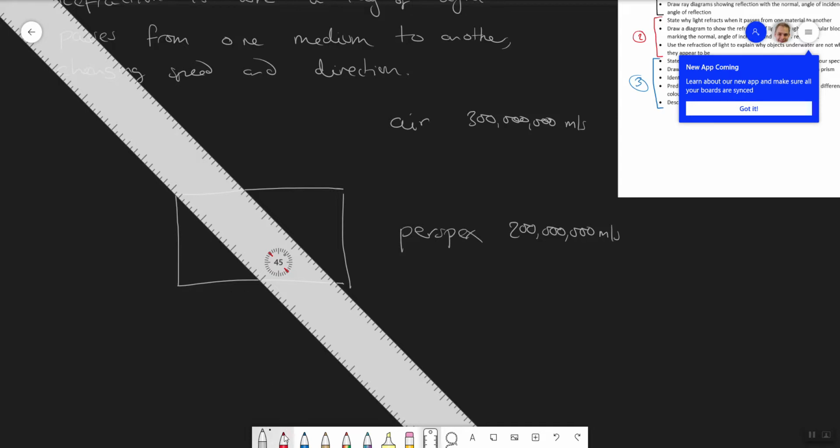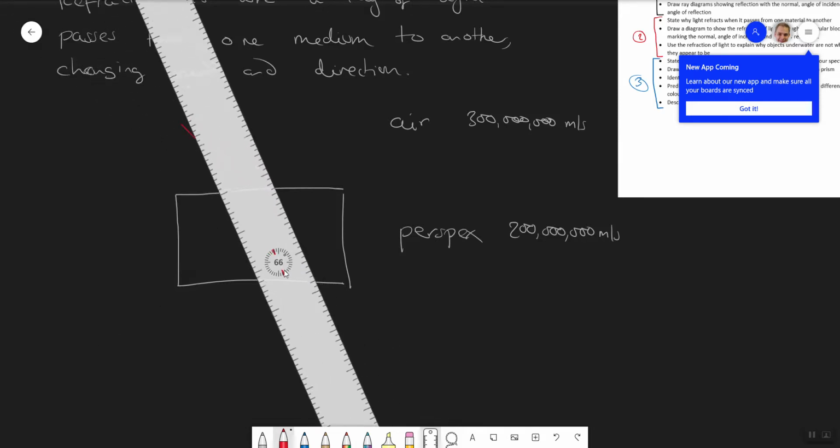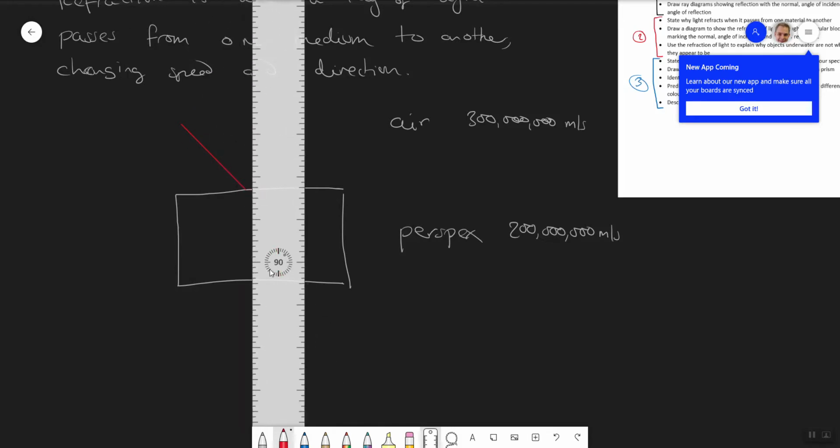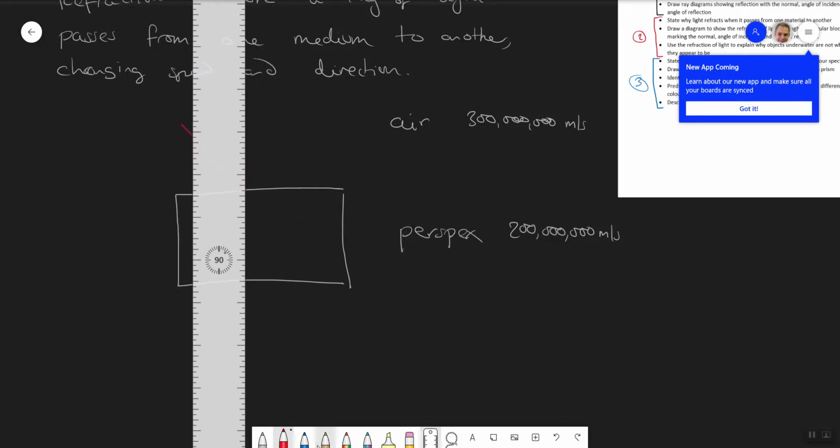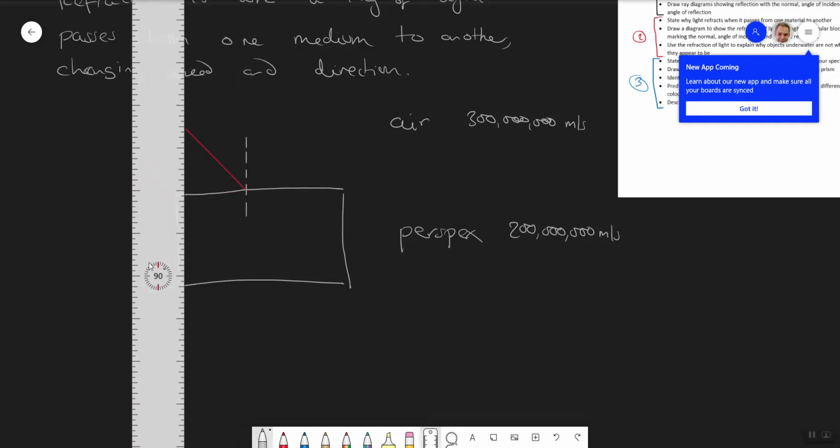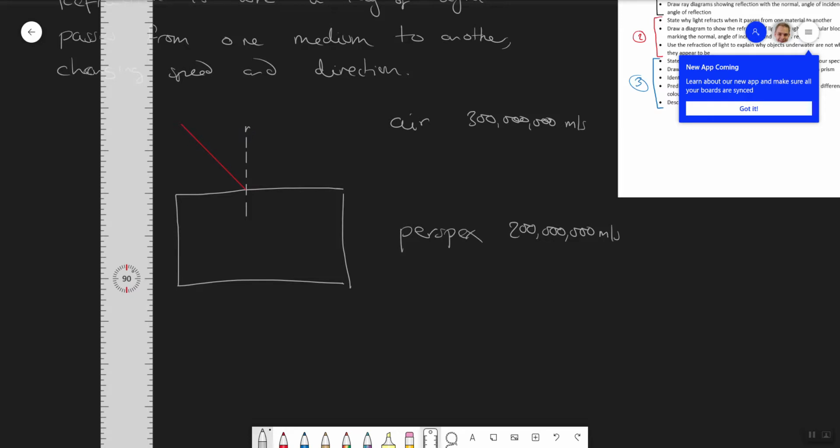So we have our incident ray coming in, and let's get our ruler for our normal. So let's draw our normal. Let's draw it in a normal pen this time. Okay, so this is the normal. This is our incident ray. Got my arrows going on here. And this again is my angle of incidence.